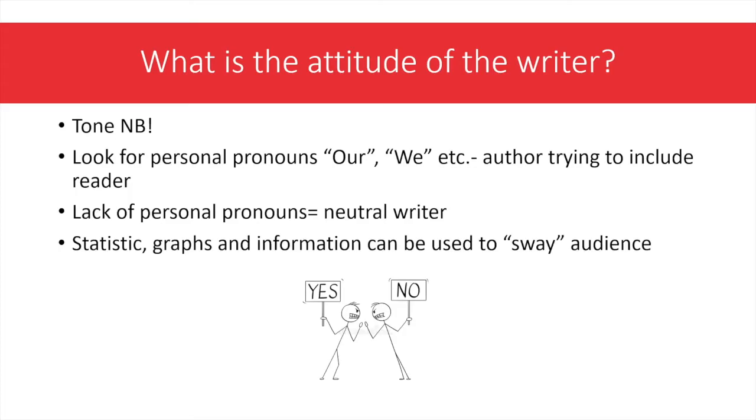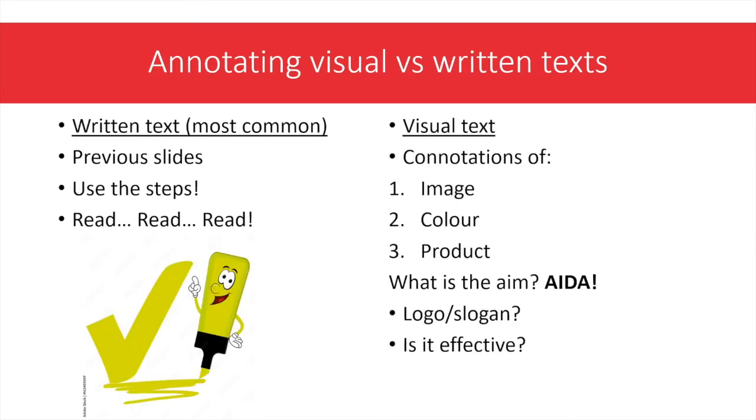Be careful when you're looking at stats, graphs, and information because it can also be used to sway an audience to a certain side of the argument. Writers can distort information to make it lean a specific way. To try and combat this, the easiest thing to do is to read various articles about a certain text.